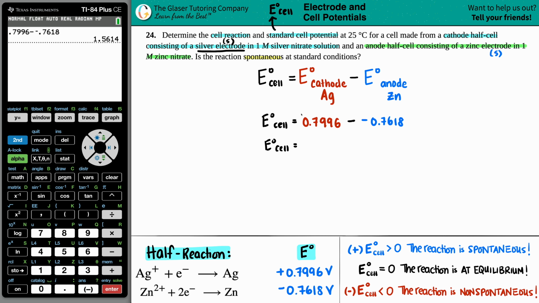And there we go. We get 1.5614, and that is in the units of volts. All right, so one-third done.